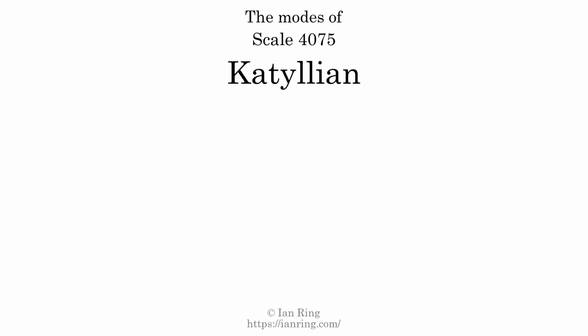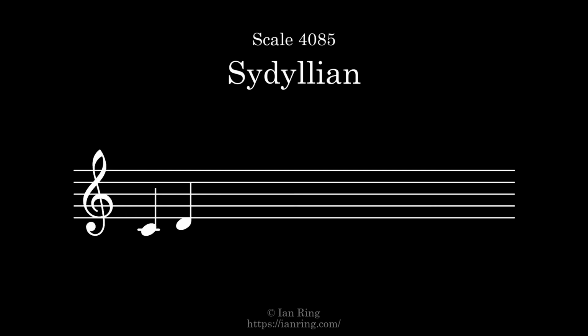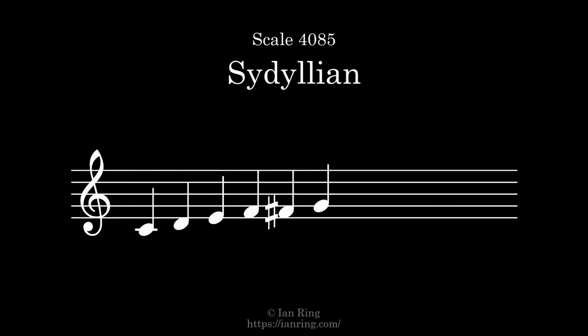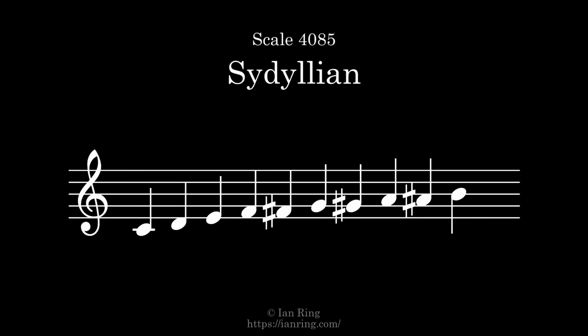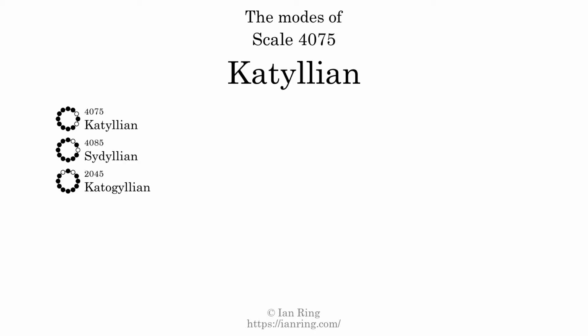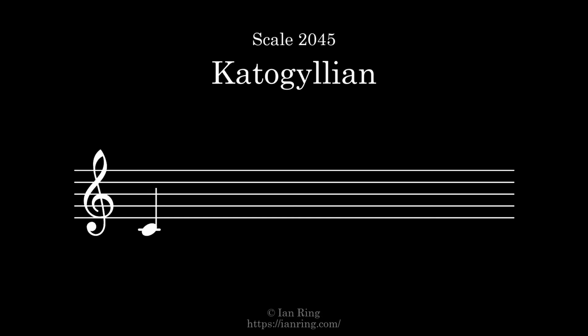This scale has 10 modes. The first mode is itself. The second mode is scale 4085, also known as Reptilian. It sounds like this. The third mode is scale 2045, also known as Katyllian. It sounds like this.